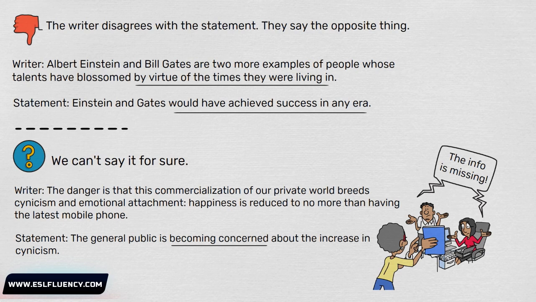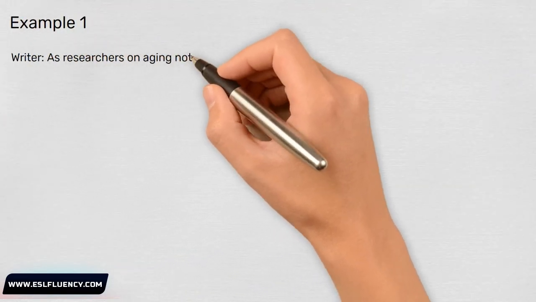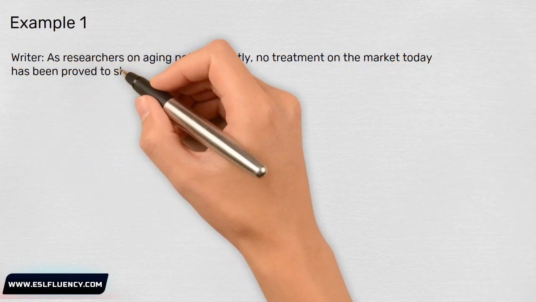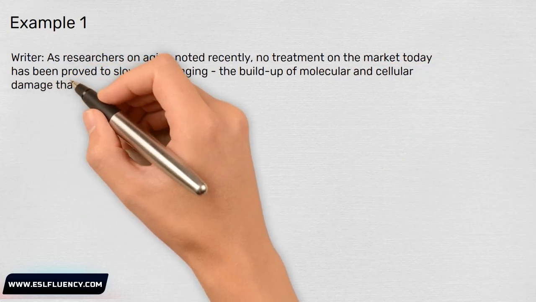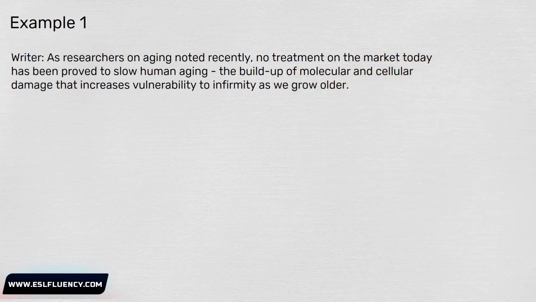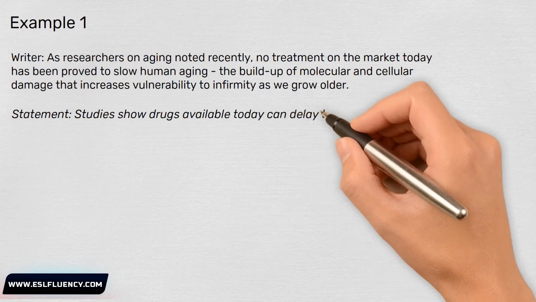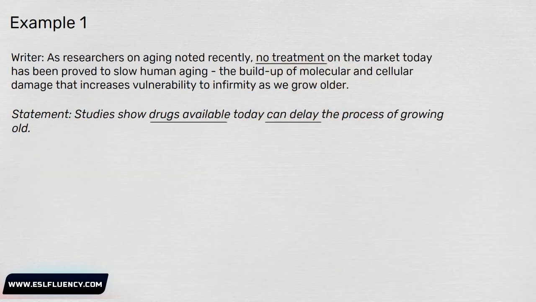Alright, let's go through a few more examples again. Don't forget to pause the video before you hear my answer. Example 1. As researchers on aging noted recently, no treatment on the market today has been proved to slow human aging, the buildup of molecular and cellular damage that increases vulnerability to infirmity as we grow older. Statement: Studies show drugs available today can delay the process of growing old. Well, the passage says there is no treatment, but the statement says otherwise, so it's a no.